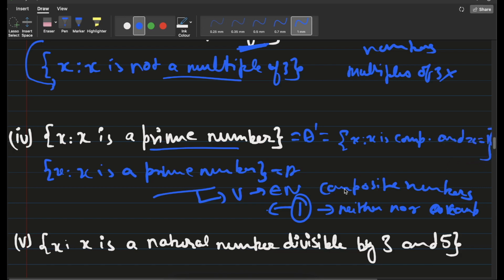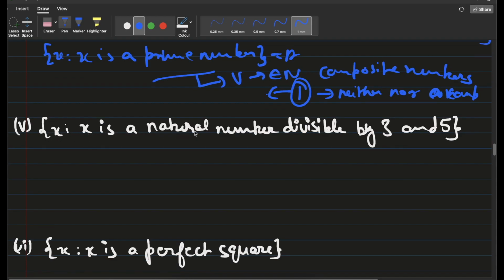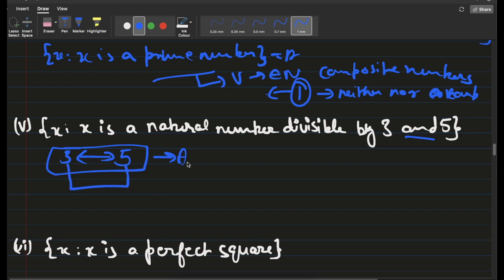और composite, इन दोनों को मिला के हमारा A complement का सेट बनेगा. ठीक है. Now next, x such that x is a natural number divisible by 3 and 5. Give importance to this 'and'. What does it mean? That the number should be divided by both number 3 and number 5. Okay, so this set A will contain all the numbers which are divided by both of these. Okay, so what can be our complement?